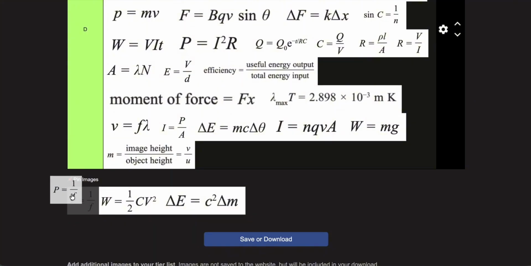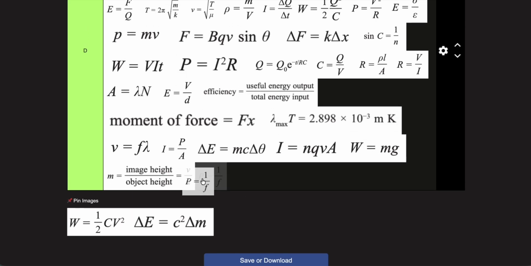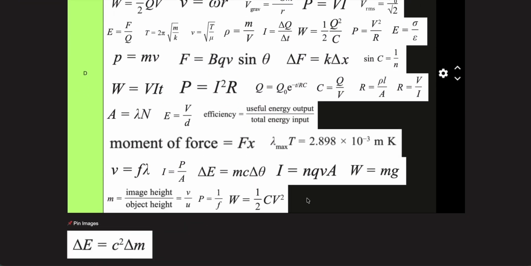It's the power of a lens, right? It's 1 over the focal length. Tier D. The energy stored in a capacitor. We had equations like this ranked in D before.